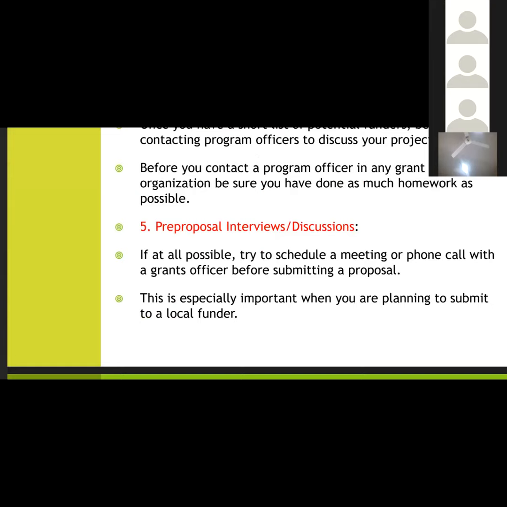Then, after you make contact, there will be what we call pre-proposal interviews or discussions. If at all possible, try to schedule a meeting or a phone call with the grants officer before submitting a proposal. This is especially important when you're planning to submit to a local funder. If it's a funder that is locally available in your geographical area, then it's always good to plan a one-on-one meeting.